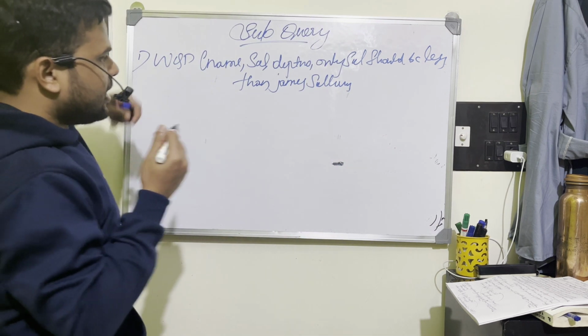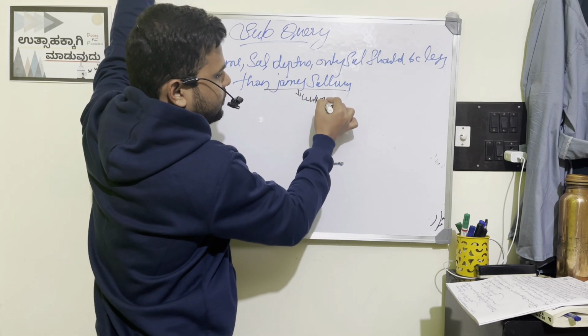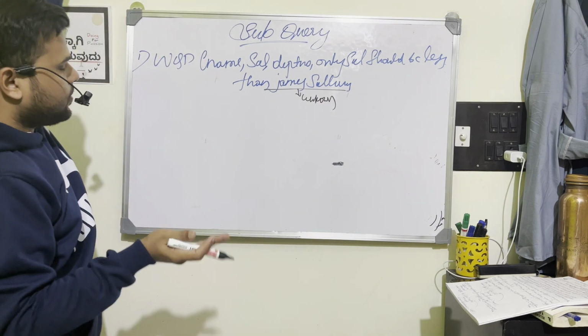I will write here, this is the unknown value. We don't know James salary. This is the unknown value. Case 1 I told, whenever we want to determine unknown values, then we will go for subquery.